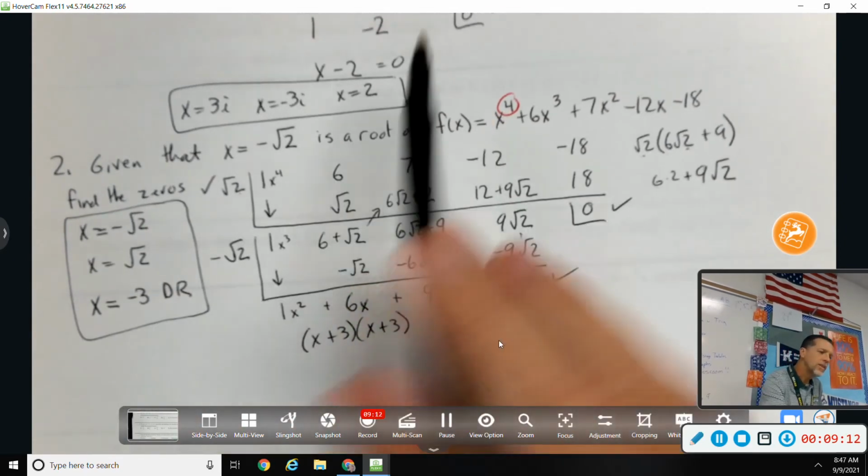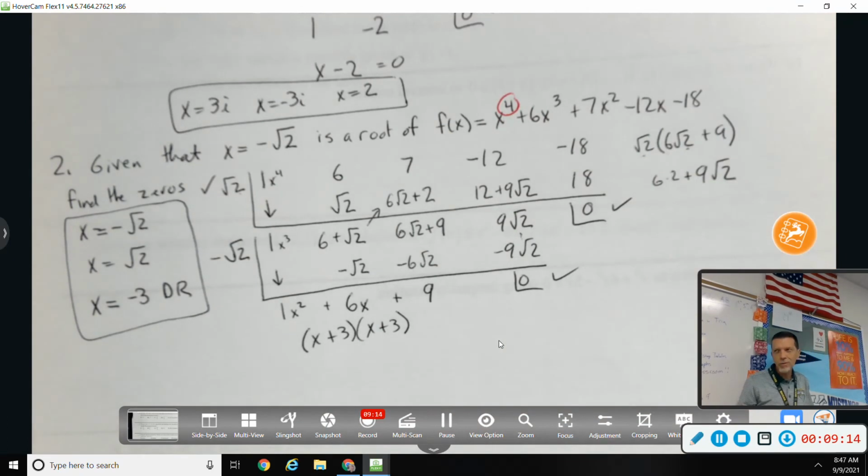So you can see that what we're doing today is the same as what we did yesterday, synthetic division, except that there's i's and square roots. So it's just a little bit harder. But the process is the same.